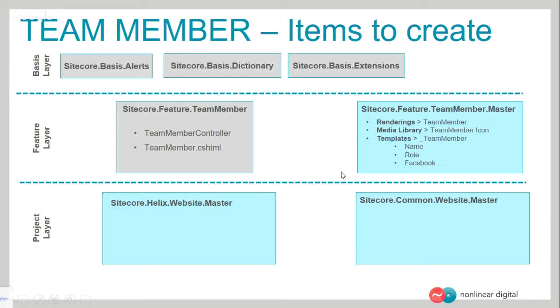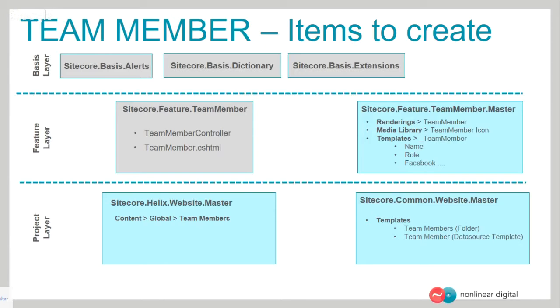But this is a Helix principle. We traditionally use that template directly as a data source. But in this case, we're not going to do this. We're going to progress and create the two templates in the common website master TDS project. So we'll have team members, which is actually a folder for team members, and the team member itself, which is the data source template. Okay?